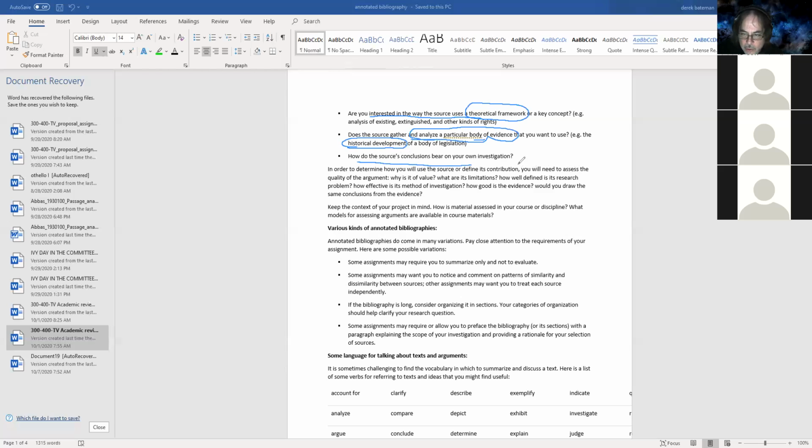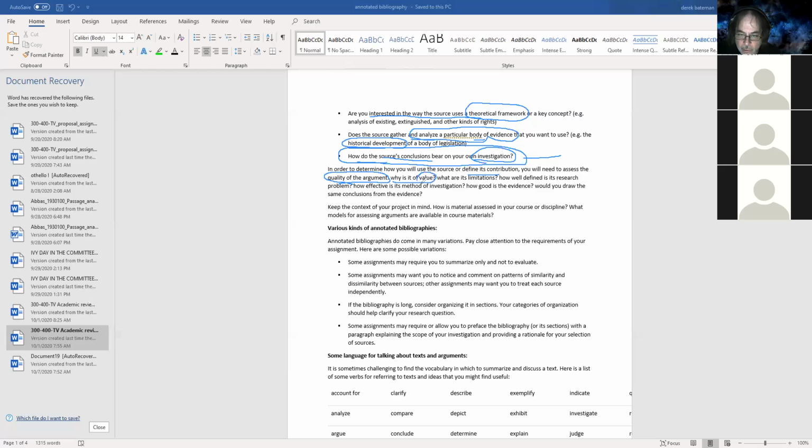And of course, this is the most important one. And this is, you want to address this directly. How do the source conclusions bear on your own investigation? John Smith's conclusion that this, that, and the other thing is what's necessary lends itself to my approach, specifically here in Montreal. If you're using a source material that's talking about a similar situation, but in a different geographical location. In order to determine how you will use the source or define its contributions, you will need to assess the quality of the argument.